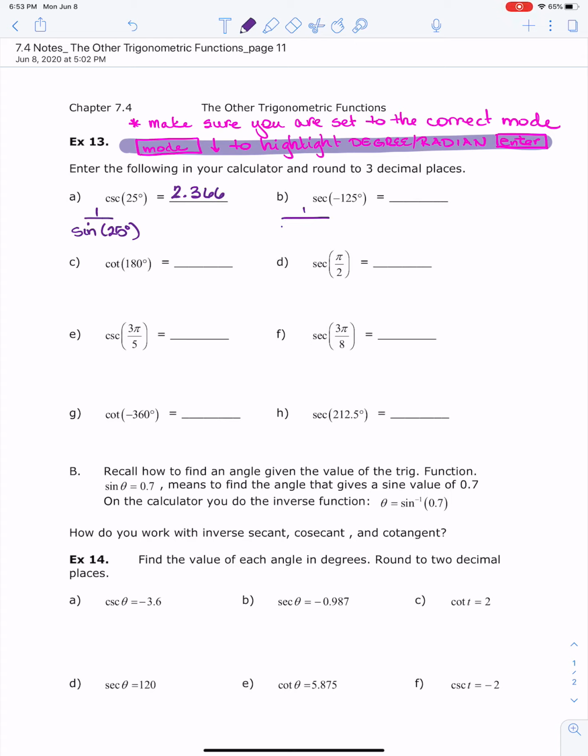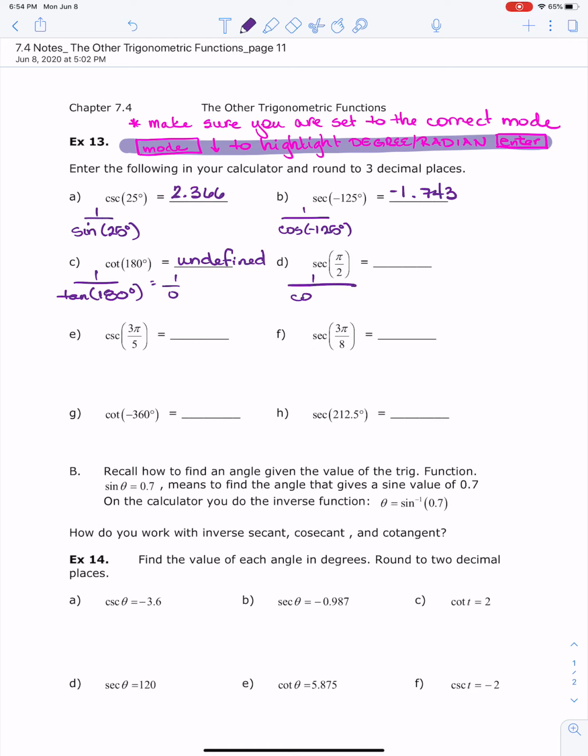Secant, we've got 1 over cosine of negative 125 degrees. Okay, we plug that in. We get a negative 1.743. Cotangent, 1 over tangent of 180, which your calculator will do for you. Unfortunately, the tangent of 180 is 0, so when you try to do this, you get an error. This is undefined.